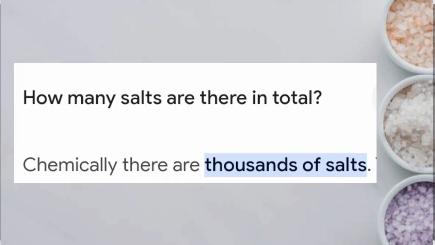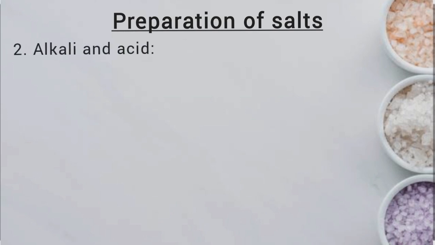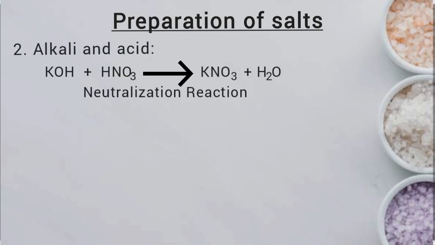We have a diverse number of salts, and their preparatory methods are different. So that brings us to the next subtopic, preparation of salts. I'm going to list a handful of preparatory methods of salt with a few examples. Now the first is when dilute acid reacts with a metal to form a salt. The next is when alkalis react with an acid. This is a neutralization reaction.